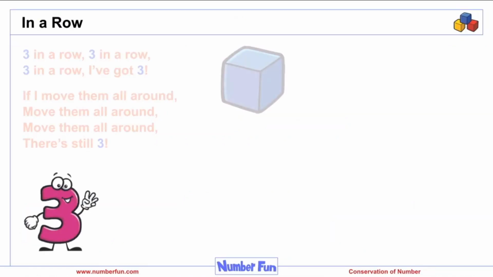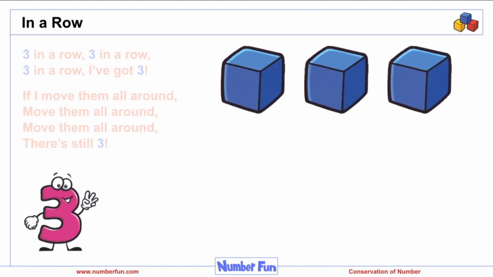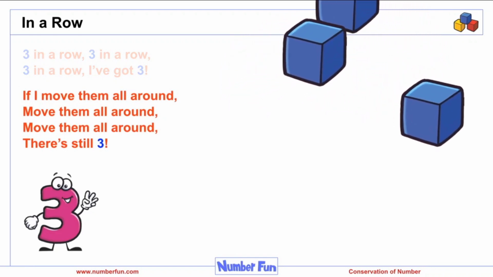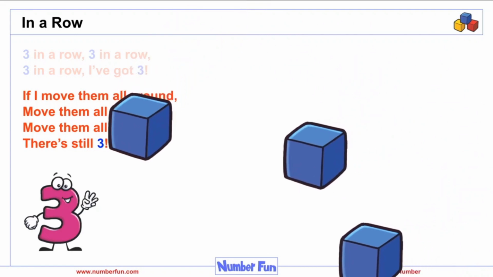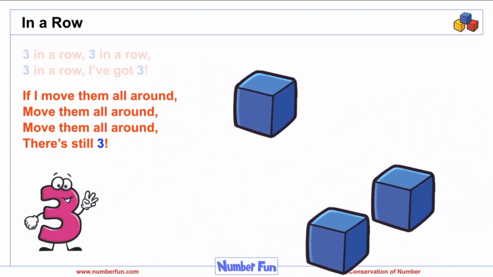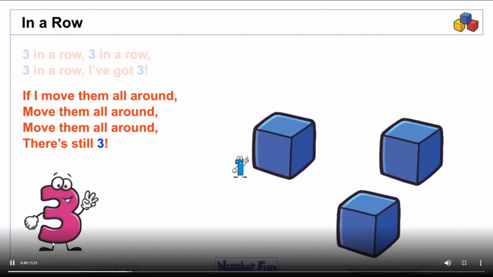Let's choose 3 and put them in a row. 3 in a row. I've got 3. If I move them all around, there's still 3.